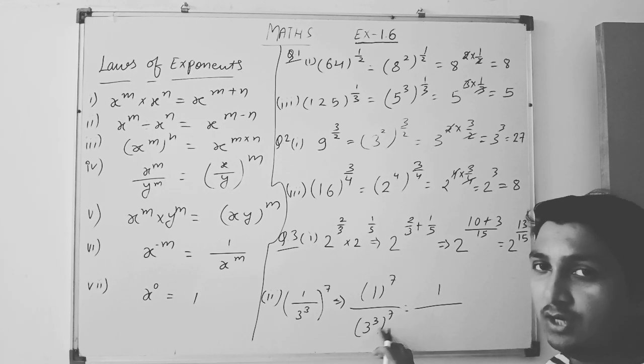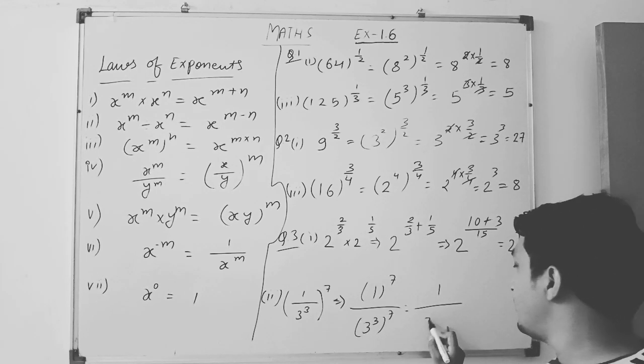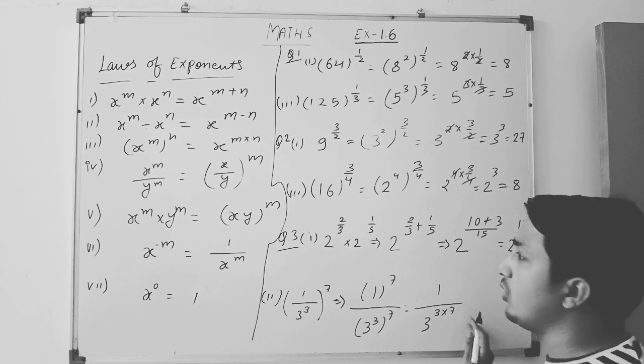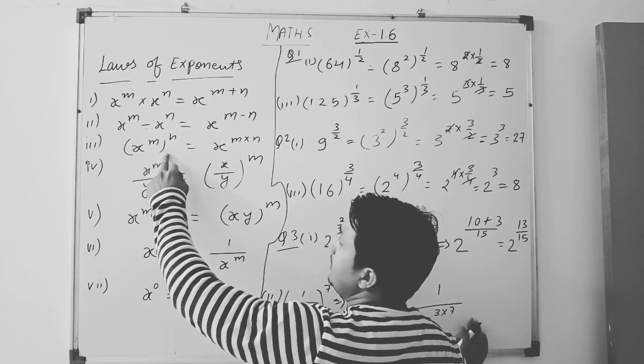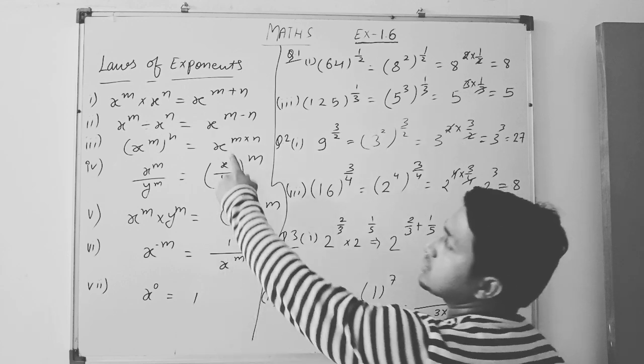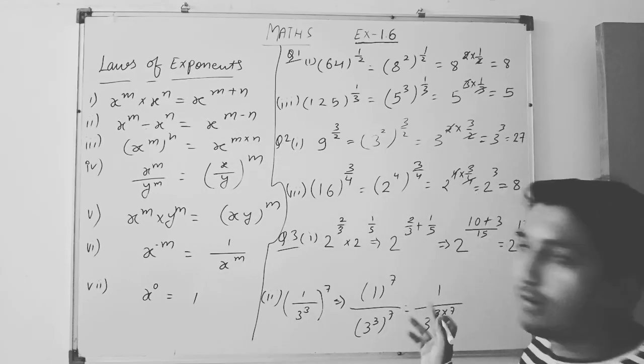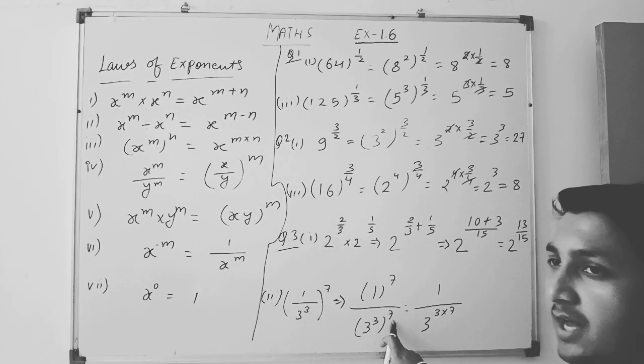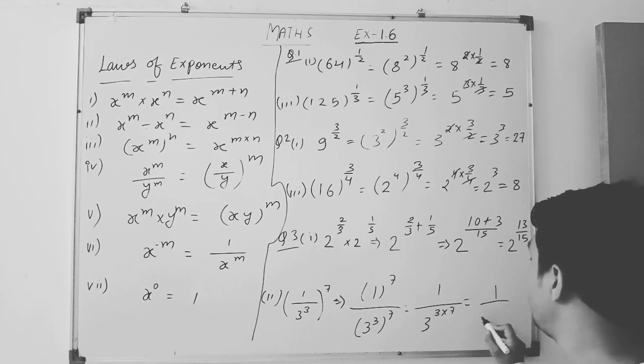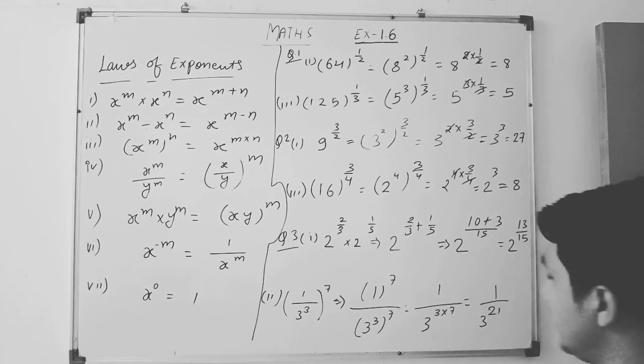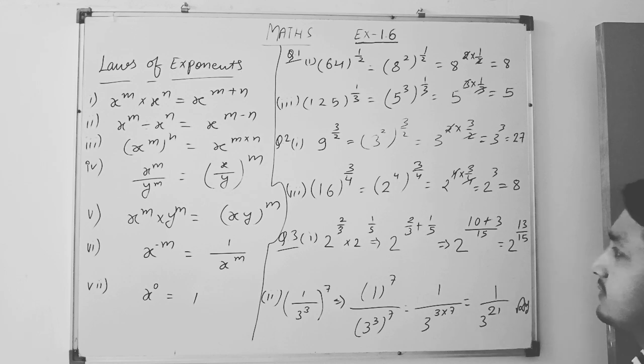Now 3 to the power 3 to the whole power 7. So we will multiply 3 into 7. Same law, we have used x to the power m to the whole power n. It will be x to the power m into n. Power ki power kya ho jayegi? Multiply. So 3 7s are 21. 1 upon 3 to the power 21. So this is only your answer.